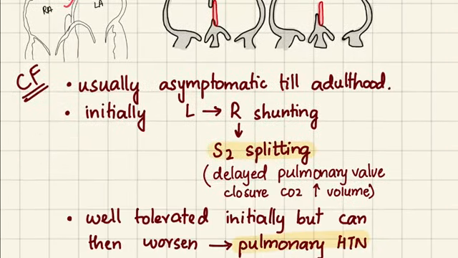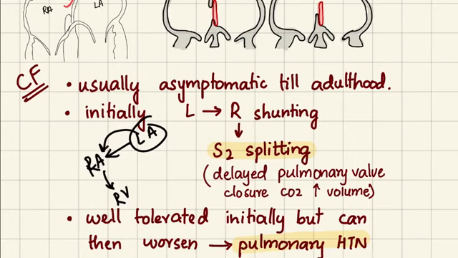Okay, so regarding the clinical features, these are usually asymptomatic till adulthood. Now we have a left to right shunt, right? So we know that the left heart has greater pressures, so we're going to have blood going from the left atrium to the right atrium and then into the right ventricle, and this flow of blood is going to cause volume overload in the right atria and the right ventricle.